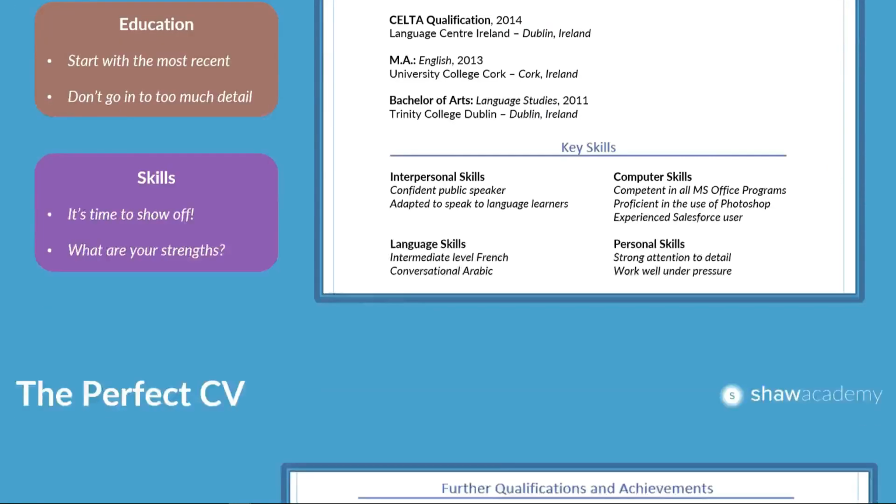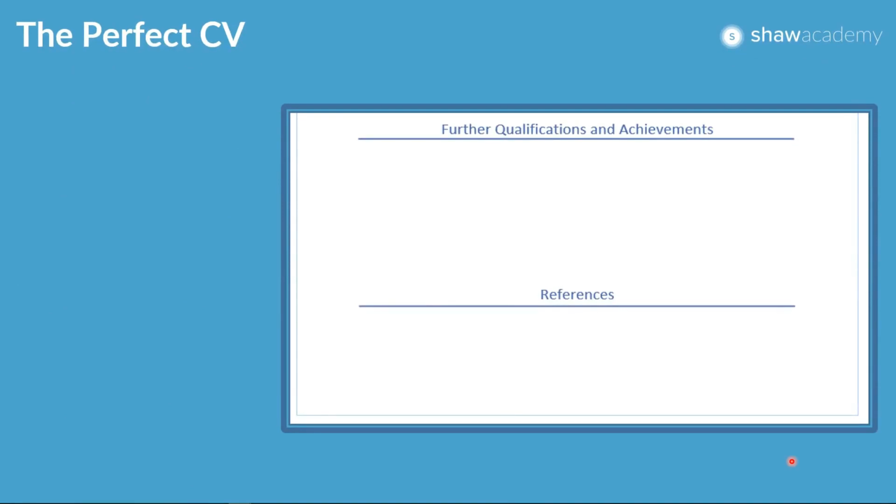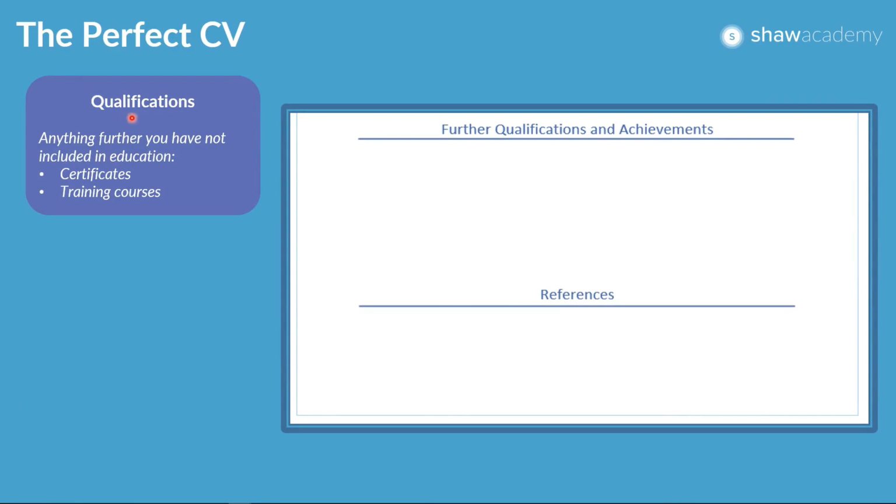I don't mind. Now, moving on to the final section of our CV, we have further qualifications and achievements. So let's look at qualifications first. So anything further which you have not mentioned in education. So any certificates, any training courses, anything you want to include. If you think it will help or it shows good abilities about yourself, then include it. So I have TEFL qualification, teaching English as a foreign language qualification. Obviously.